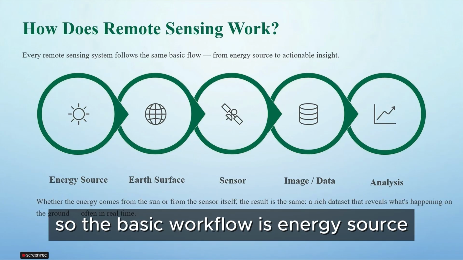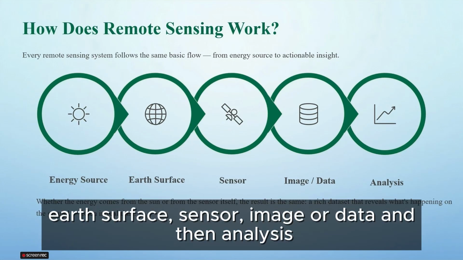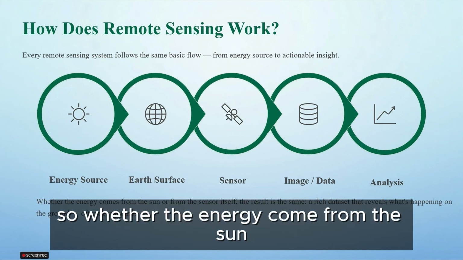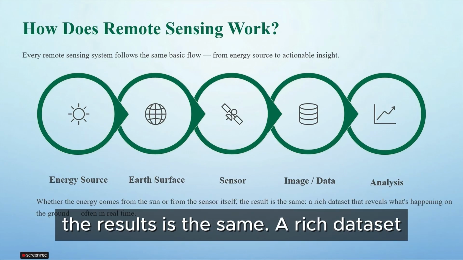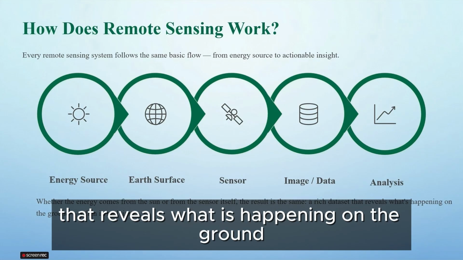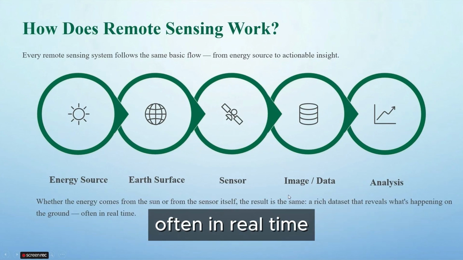So the basic workflow is energy source, Earth surface, sensor, image or data, and then analysis. Whether the energy comes from the sun or from the sensor itself, the result is the same: a rich data set that reveals what is happening on the ground, often in real time.